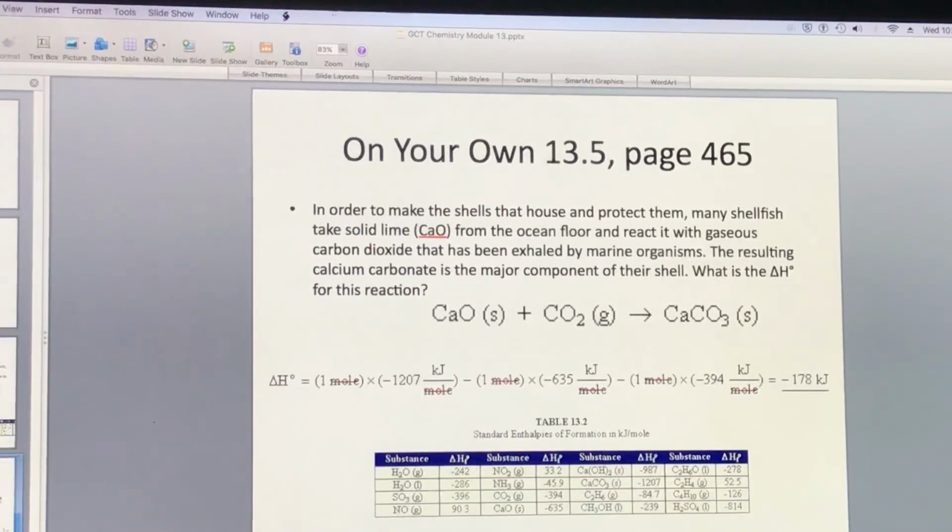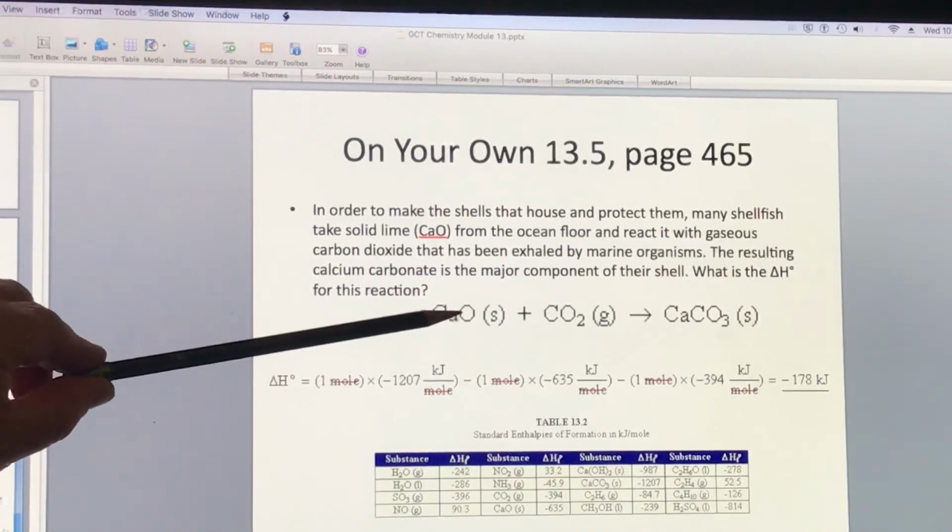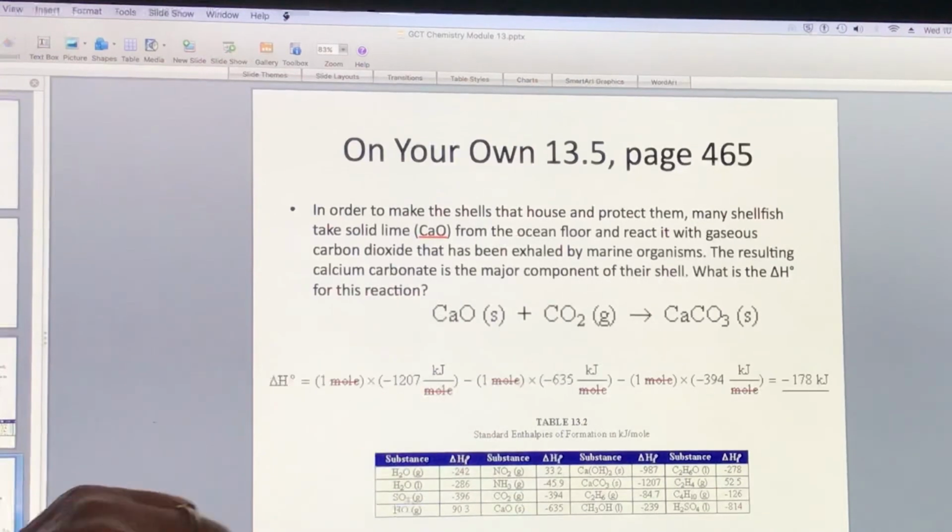All right. So here is our last example for this part of the unit. It has On Your Own 13.5 on page 465. In order to make the shells that house and protect them, many shellfish take solid lime, which is calcium oxide, from the ocean floor and react it with gaseous carbon dioxide that has been exhaled by marine organisms. The resulting calcium carbonate is the major component of their shell. What's the delta H for this reaction? All right, so here we have our equation, CaO plus CO2, CaCO3.